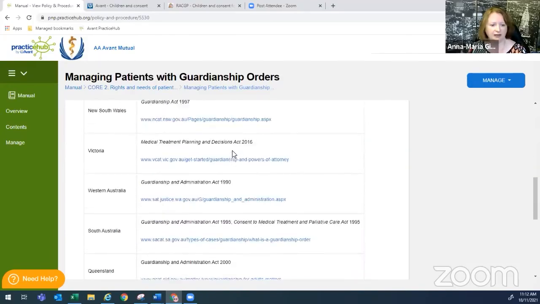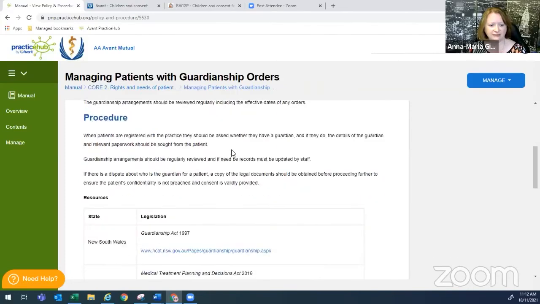And I think there are a lot of similarities between the two. So for both cases, children and those with guardianship orders: asking when the patient registers, noting in the patient file, including especially any effective dates, so when they end or review dates, uploading relevant documents, identifying the guardians when they're attending appointments, and just again checking for any updates or changes to those orders as well.